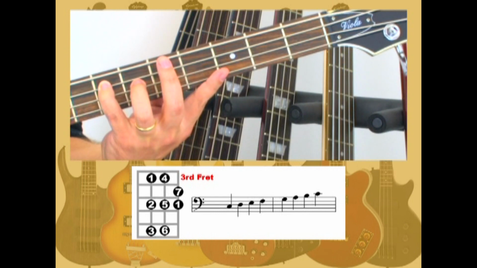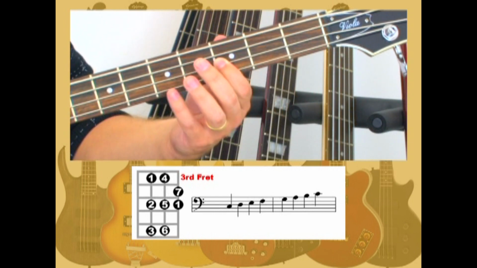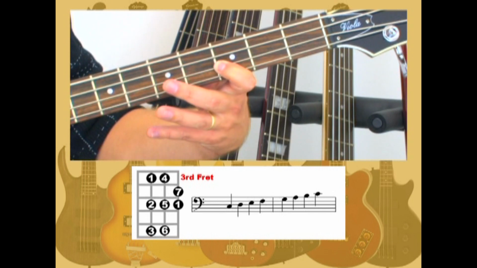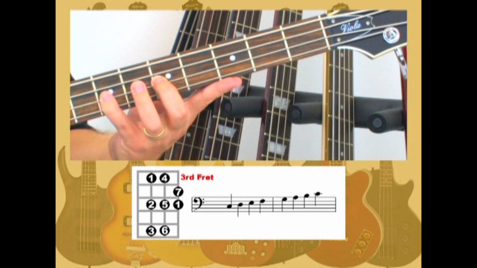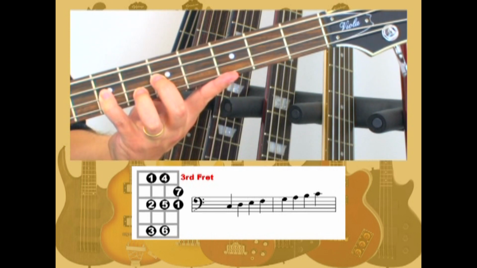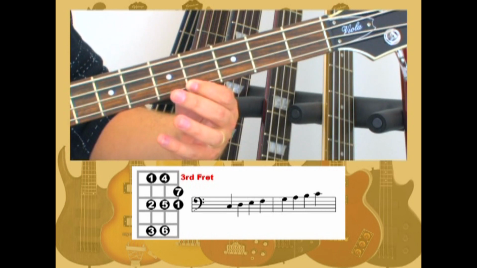The next string uses the same exact fingerings. So on the 2nd string, we play F on the 3rd fret, G on the 5th fret, and A on the 7th fret. To finish up on the 1st string notes, we play B on the 4th fret and end on the C root note.